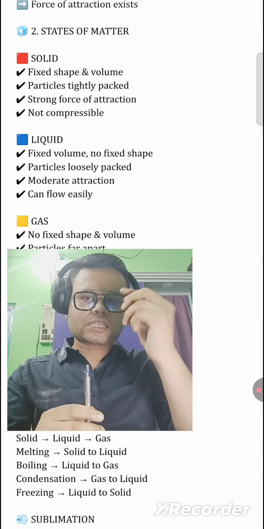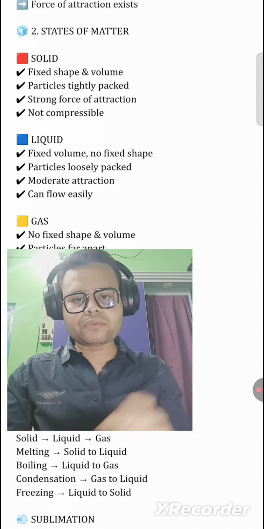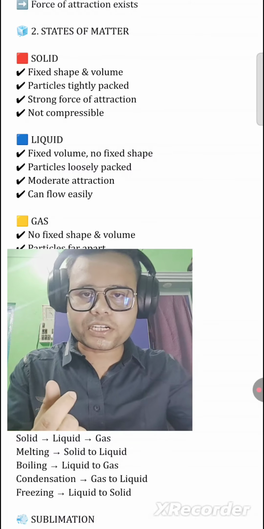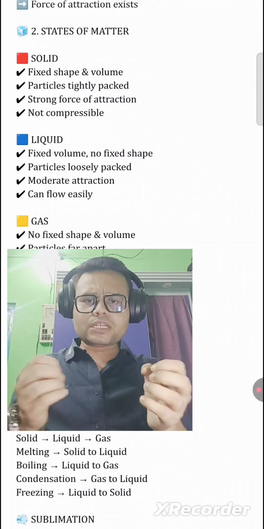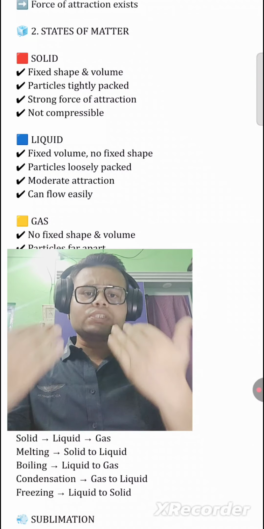Next we are talking about liquids. What is a liquid, class? A liquid has a fixed volume but no fixed shape. For example, water. The particles are loosely packed with moderate attraction, and they can flow easily.